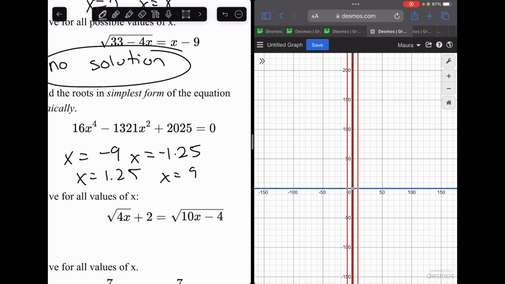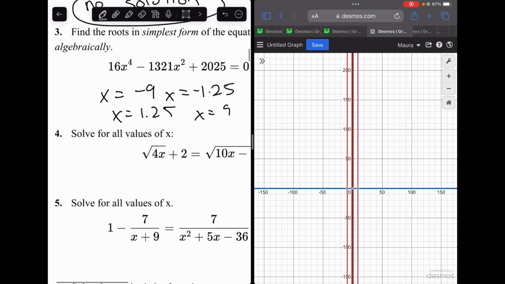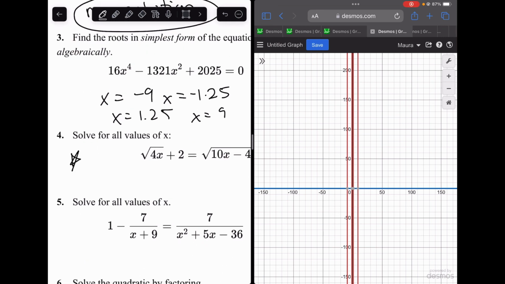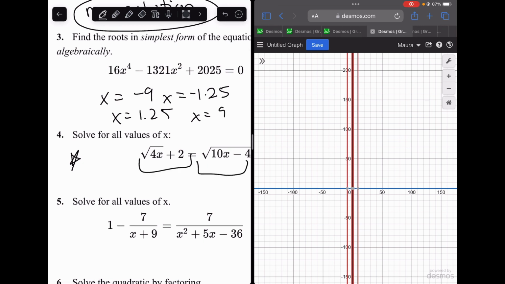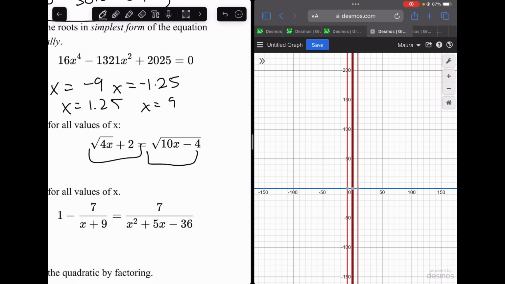All right. So go ahead. I want you to try number 4 on your own. You're going to go to Desmos, type in y equals the left-hand side, type in y equals the right-hand side, and figure out where they crisscross. What x value do these crisscross at?